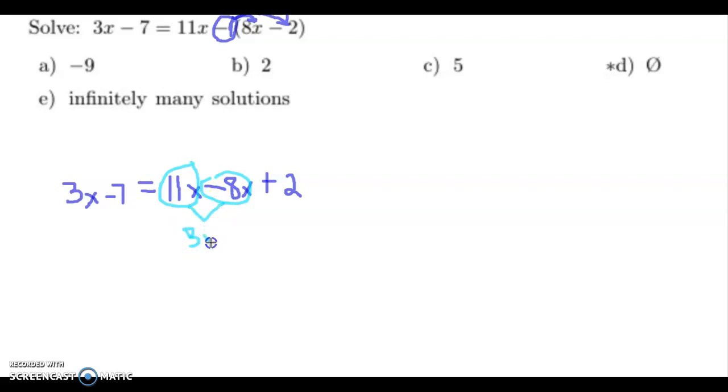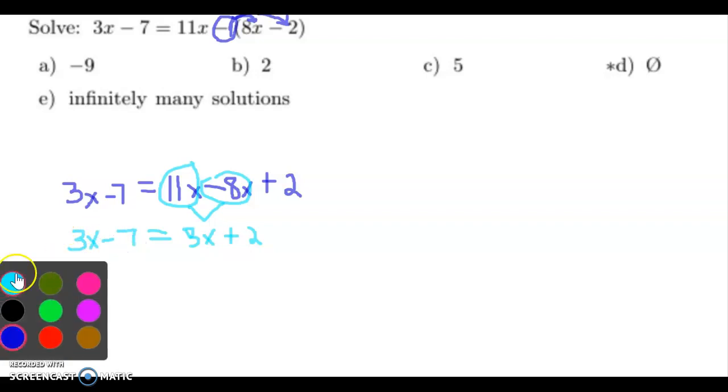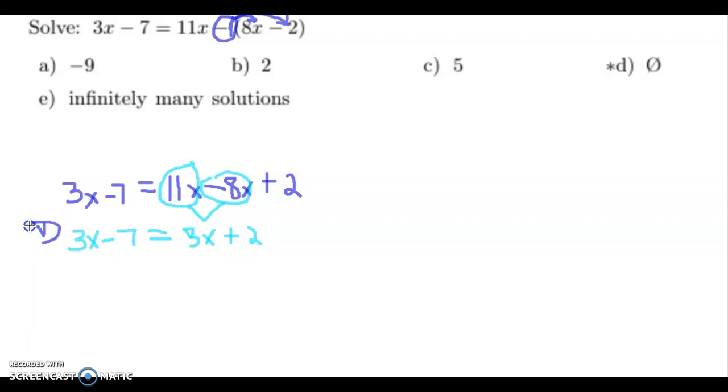Oh, sorry, that's so sloppy. There we go. And I'm just going to bring down the plus 2 because that can't be simplified any further. And I'm going to bring down the other side of my equation, 3x minus 7. Remember, I want my variables on the left side and I want my constants on the right side.